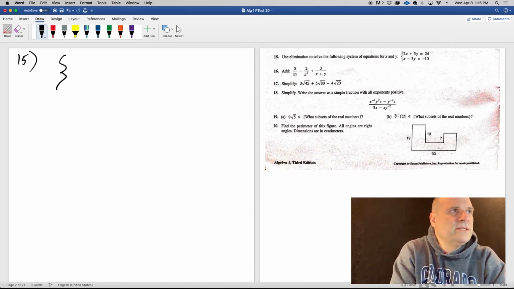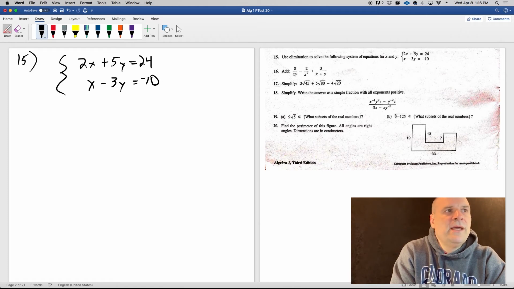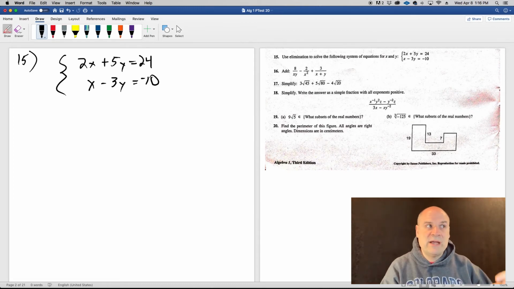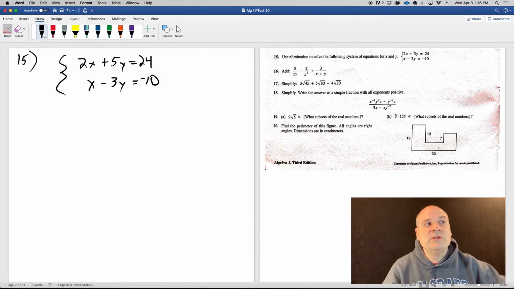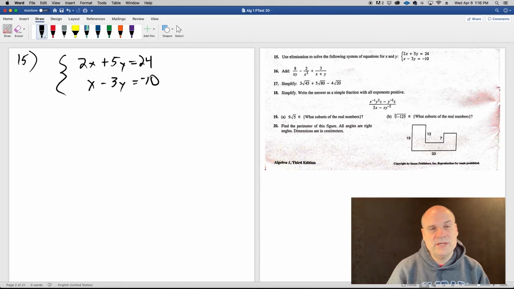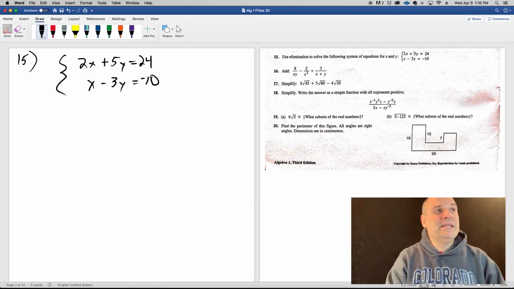Okay. Here's what the system of equations is. 2x plus 5y equals 24. X minus 3y equals negative 10. Use elimination when you have opposites of the same variable. So if you have a positive 2x in the top equation and a negative 2x in the bottom equation, when you add them together, they'll cancel. Well, that's not the case, but we can make it so.